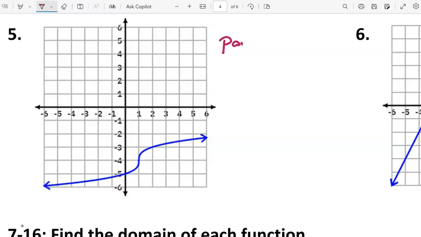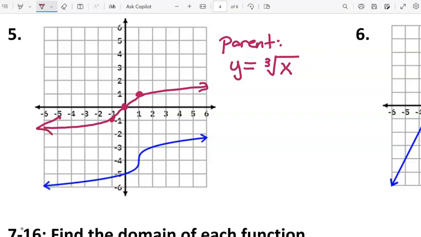In number 5, we see a cubic, or rather, it looks cubic, but it's actually cube root because its y values are increasing at a small rate. To distinguish it from the cube function, the cube root function looks like this. That's our parent function, and it appears that this graph has simply moved down 4 and right 1 in order to produce the transformed function.